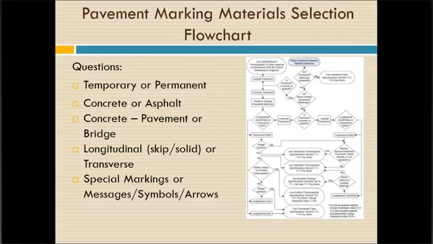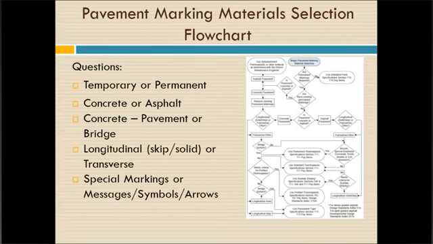Now, when you use the flow chart, you're going to ask yourself certain questions, and it's going to start off at the top with begin your pavement marking selection. The first thing it's going to ask you is, are permanent pavement markings required? It's going to take you to a decision of whether you're using temporary markings or permanent markings. That's the first question. When you get past that point, the flow chart is going to guide you to, are you working with concrete or are you working with asphalt?